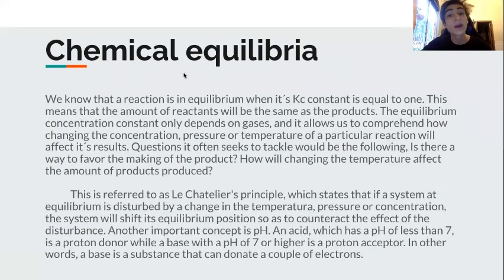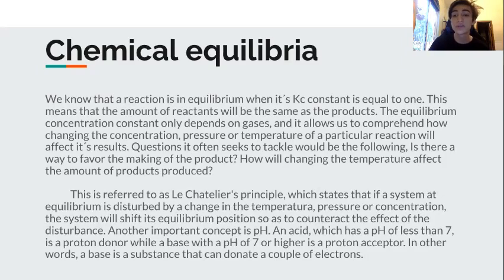In chemical equilibria, when the Kc constant is equal to 1, this means that the amount of reactants will be the same as products. The equilibrium concentration only depends on gases, and it has allowed us to comprehend how changing the concentration, pressure, or temperature of a particular reaction will affect its results.